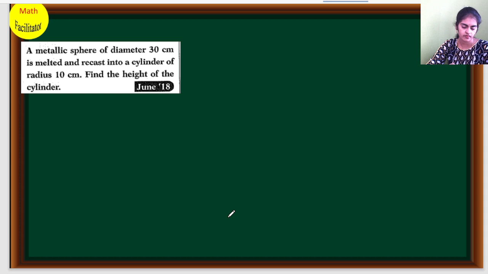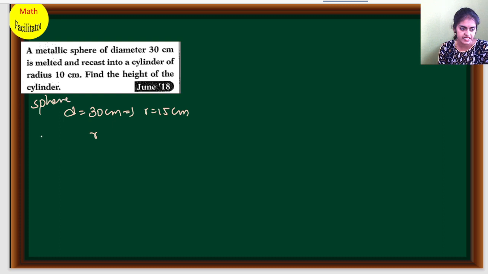Next, a metallic sphere of diameter. So there is a sphere, diameter is given as 30 centimeter, so radius is 15 centimeter, is melted and recast. Melted and recast means it is converted into the other shape and into a cylinder. So this is the sphere radius. Now cylinder dimensions are given to you. Now cylinder radius is 10 centimeter. You need to find the height of the cylinder.